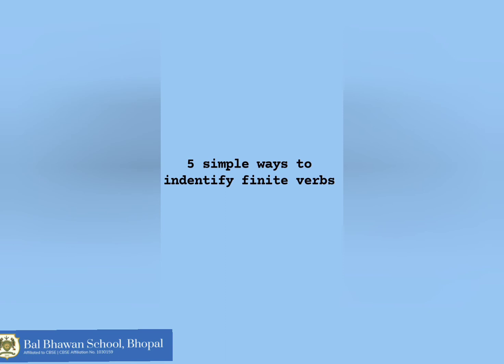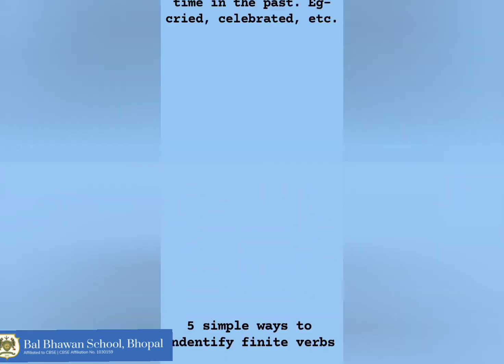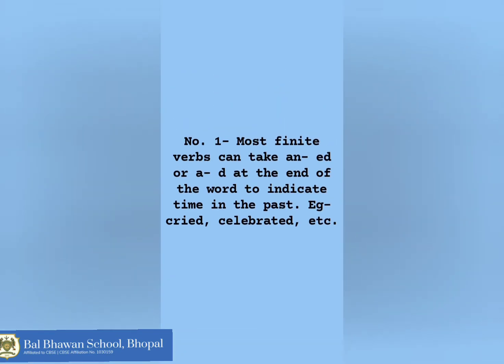Number 1, most finite verbs can take an ed or a d at the end of the word to indicate time in the past, that is the past tense. For example, cuff, cuffed, celebrate, celebrated. A hundred or so finite verbs actually do not have these endings because they are irregular verbs.